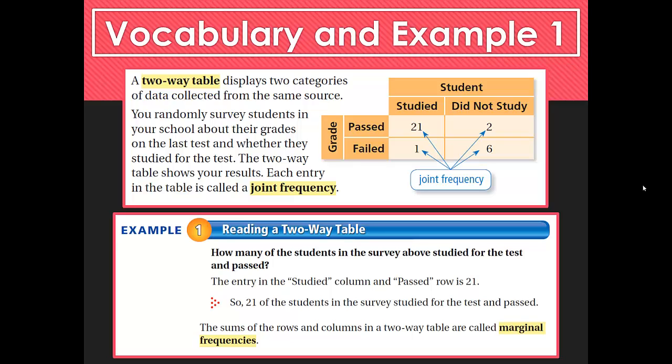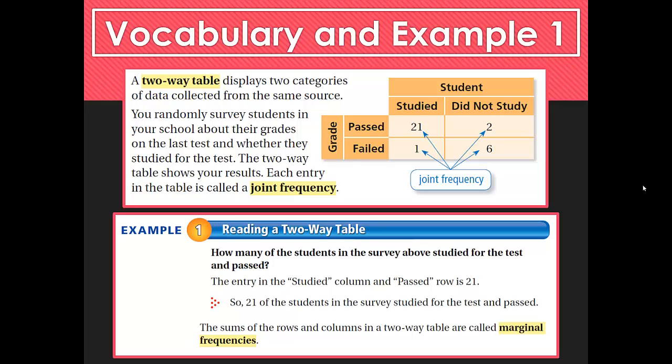You randomly survey students in your school about their grades on the last test and whether they studied for the test. The two-way table shows your results. Each entry in the table is called a joint frequency. So you can see at the top that we have our students and either they studied or they did not study. And then on the side you see we have our grades, either they passed or they failed.